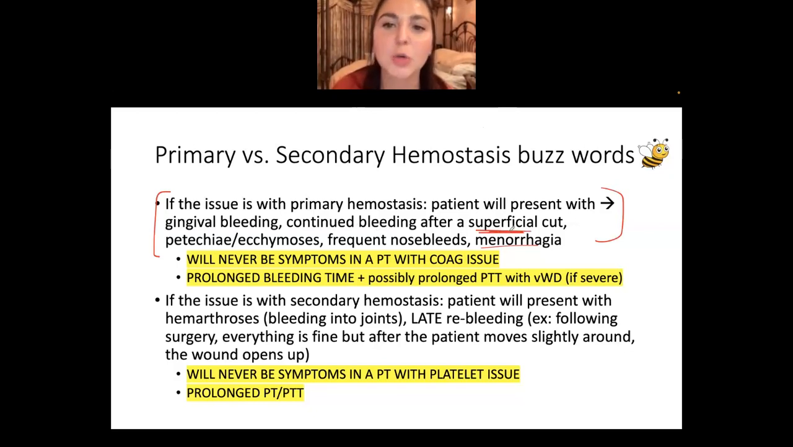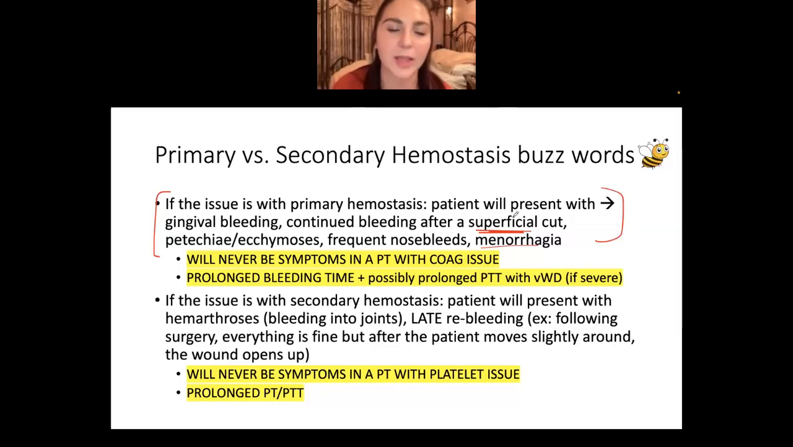And like I said, continued bleeding after a superficial cut. I want to mention superficial. I think we talked about last time too, the patient got one of their teeth pulled, maybe wisdom teeth, and it was just constant bleeding after that surgery. That's not what I'm talking about here. That's a secondary hemostasis issue.